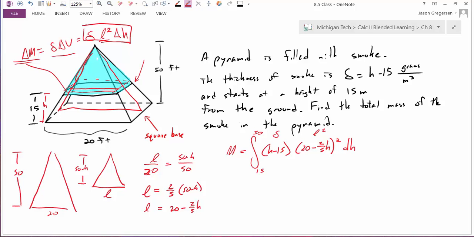Right, so I set up my similar triangles. I write my equation. I solve for L. Any questions about that step? These steps here? Once I get my expression for L, I'm pretty much done. I just chug everything in there. All right, I have my density piece. I have my L squared, my DH, integrating from 15 to 50. From 15 to 50. Because that's where my smoke starts, apparently. Any questions about that?